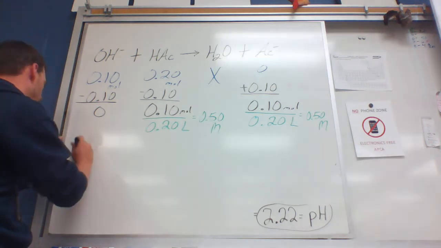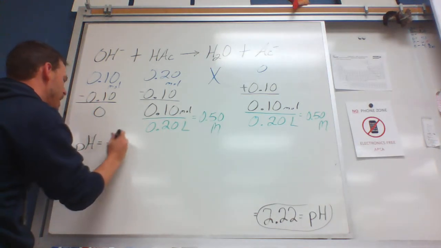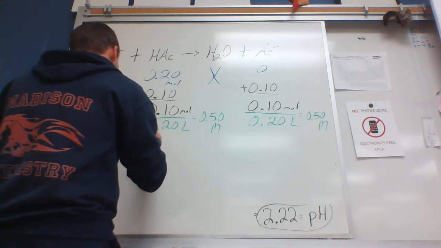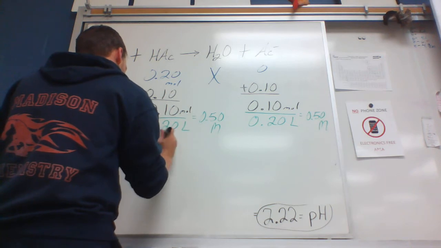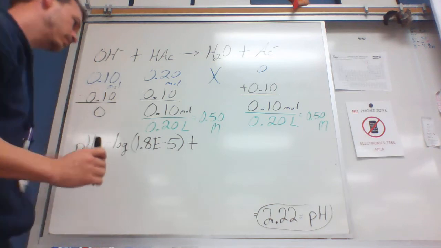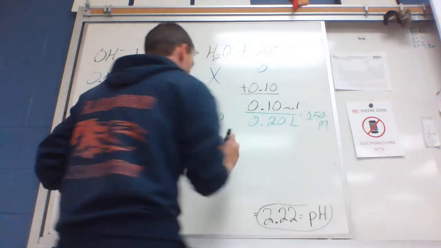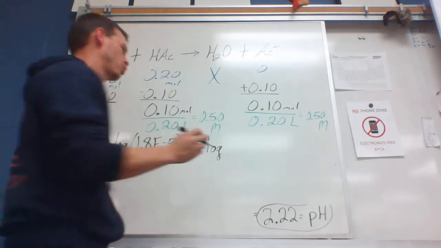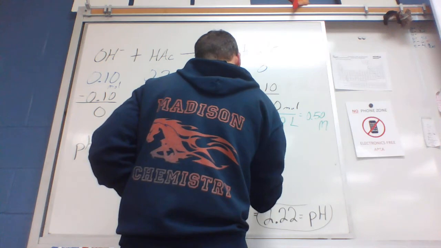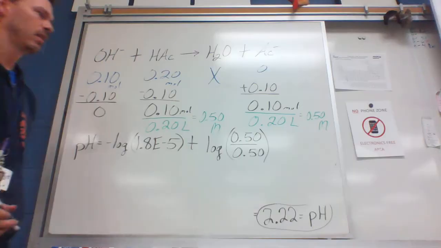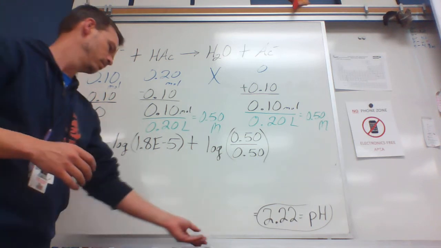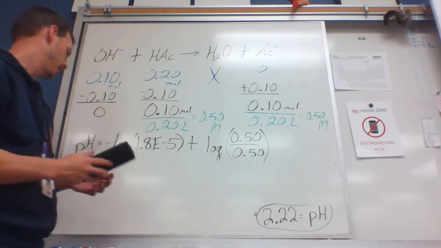All right. Anyways, we know that pH equals the negative log of the Ka, which is going to be 1.8 e negative 5, plus the log. And here's what I'm saying: you don't have to do this part because they're the same concentration, but whatever. We can show it just to make everybody at home happy. The ion over the weak acid. But really, it's just the negative log of that.